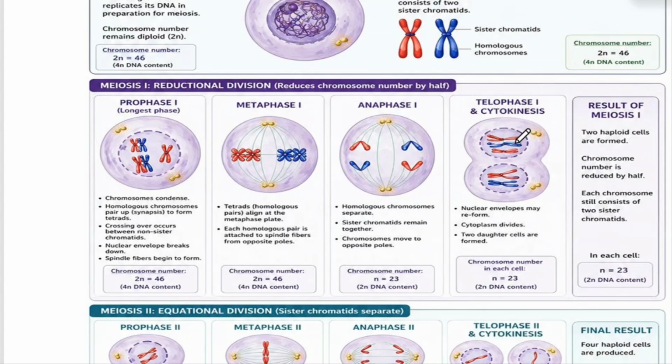In telophase 1, the chromosomes arrive at the opposite poles. The cytoplasm divides, producing two daughter cells. Each daughter cell contains 23 chromosomes, which means n. But each chromosome still consists of two sister chromatids.